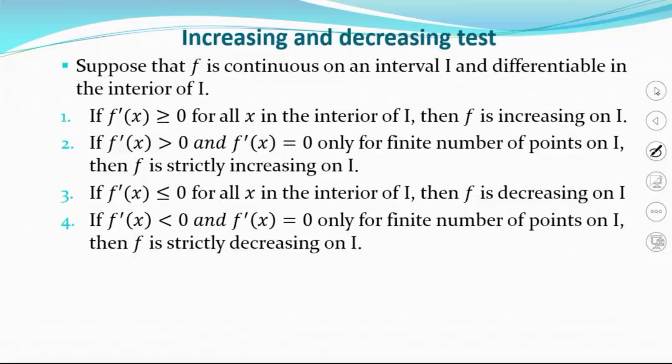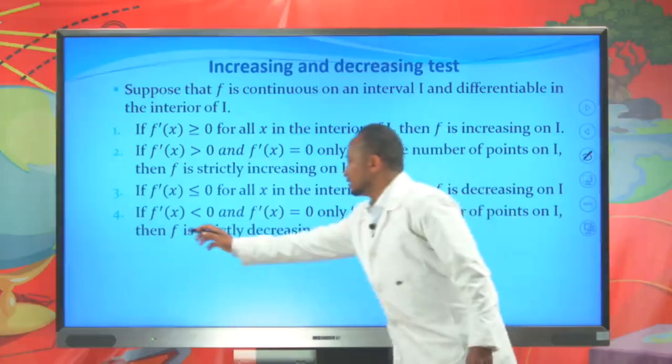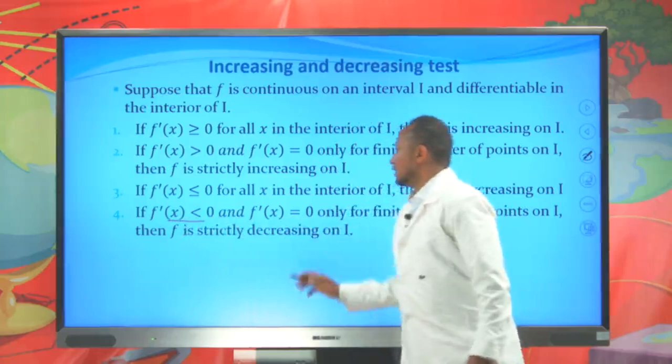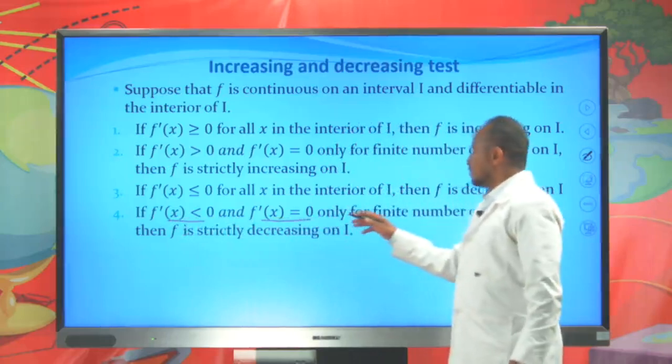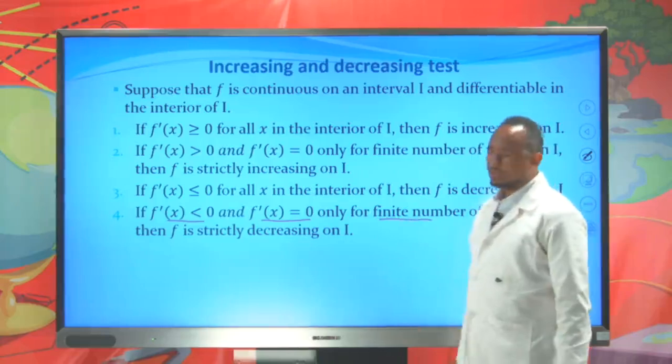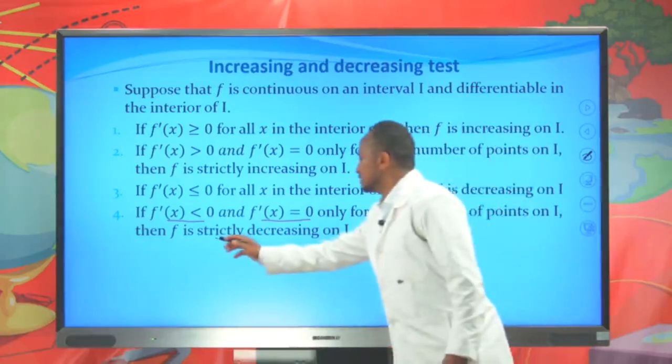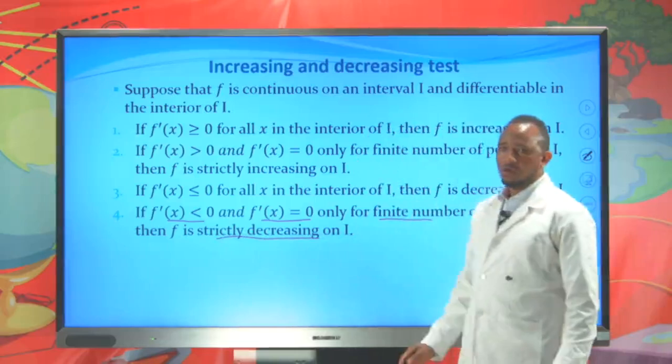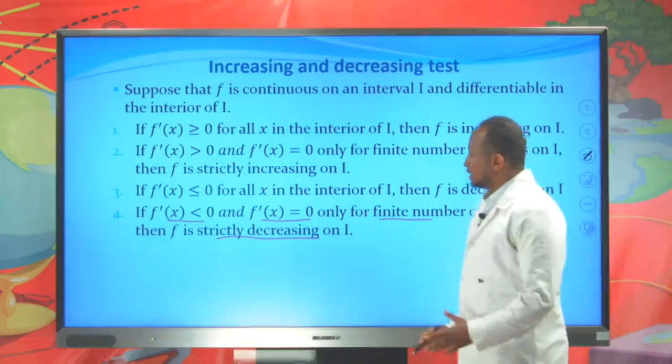If the derivative of the function is less than 0 and is equal to 0 only for a finite number of points on that interval, then f is strictly decreasing on I. Now let's see an example for this concept.